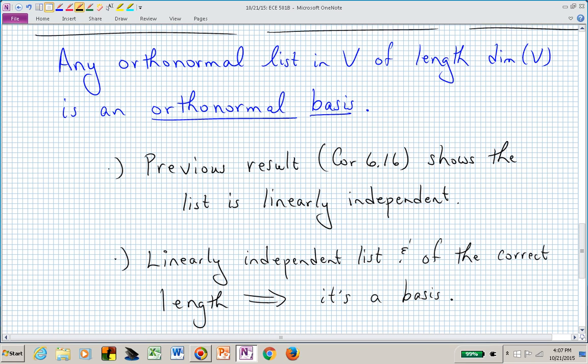And we can make this claim or this statement because of these two basically black sentences underneath that blue statement. We know from corollary 616 that if you give me an orthonormal list, that list of vectors is linearly independent. And now if you tell me that the number of vectors in that list is the size of the dimension of our vector space, then I know that because I now have linearly independent vectors that fill up the entire space, that's going to span the space, and that forms a basis. And that's the reason we can say any orthonormal list of length dimension V forms an orthonormal basis.